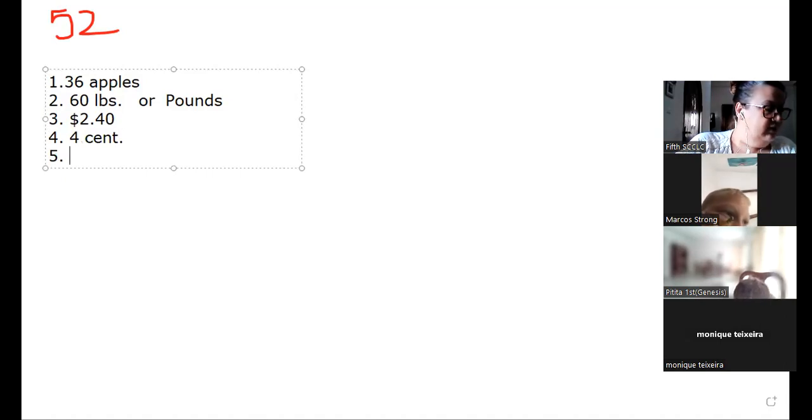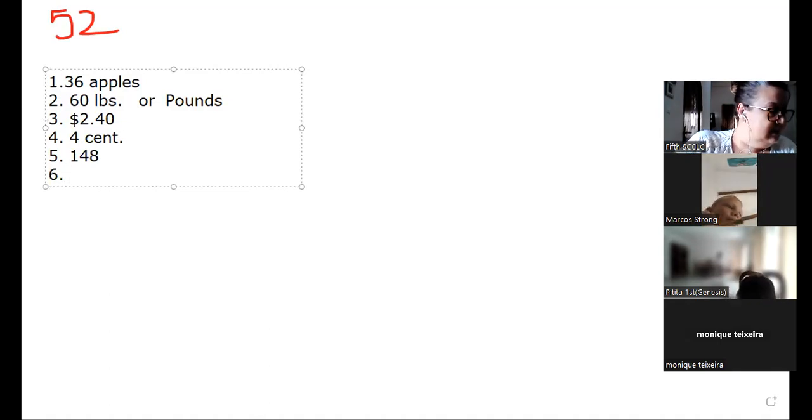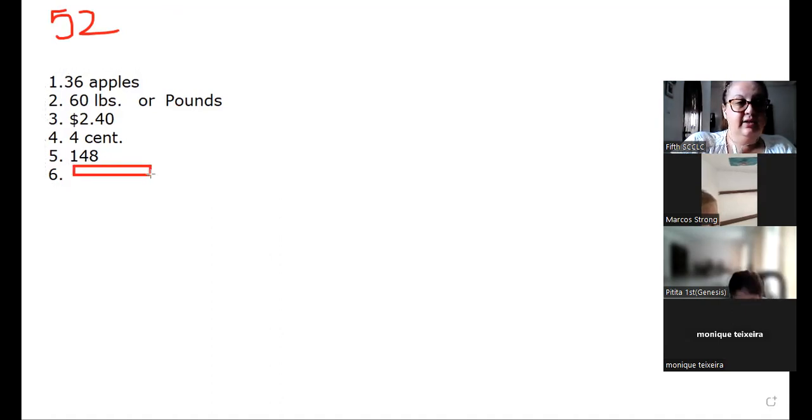Number 5, you need to have 148. Number 6, you needed to draw a rectangle. It needed to be 2 inches long and 1 inch wide. You needed to shade all except for 3/8 of it, and then put what percent. So your rectangle should have looked something like this. You needed to measure with your ruler, and then you needed to divide that into 8 different parts.